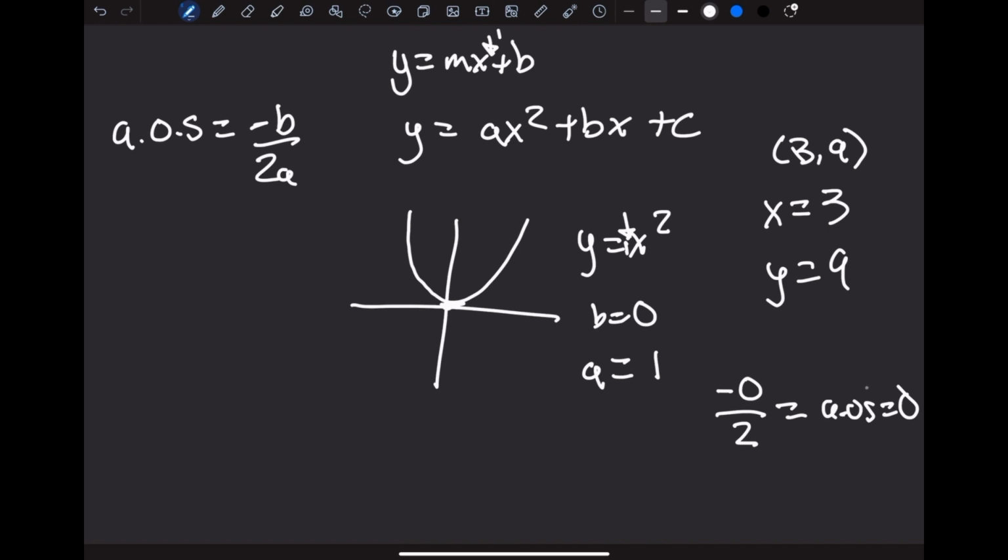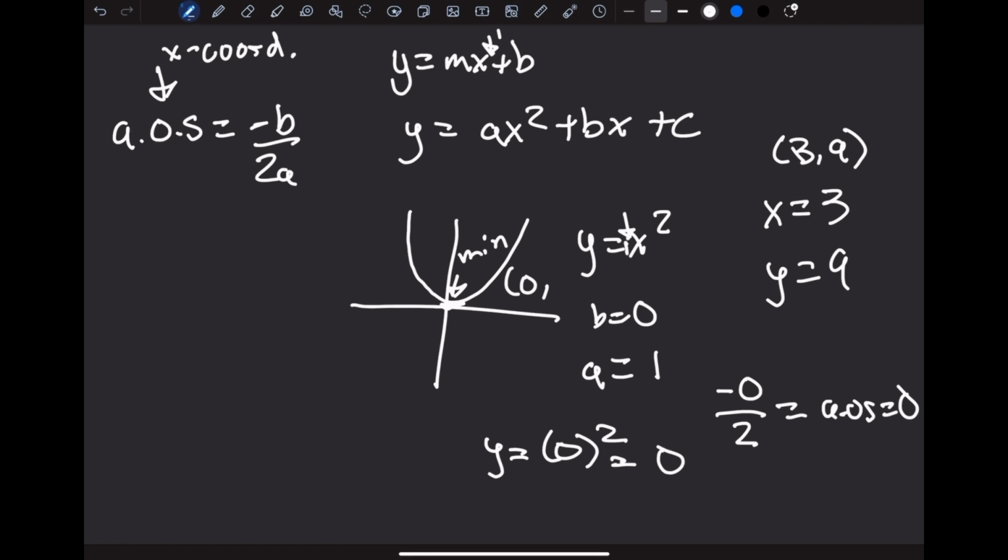So we know that the axis of symmetry, mind you, tells you the x coordinate. I should have mentioned that. So it gives you the x coordinate of your min in this case. So we know that the min's x is 0. Now we need to plug back into the original equation to find our y. So y is equal to 0 squared, which is just 0. Therefore, the minimum is (0, 0).